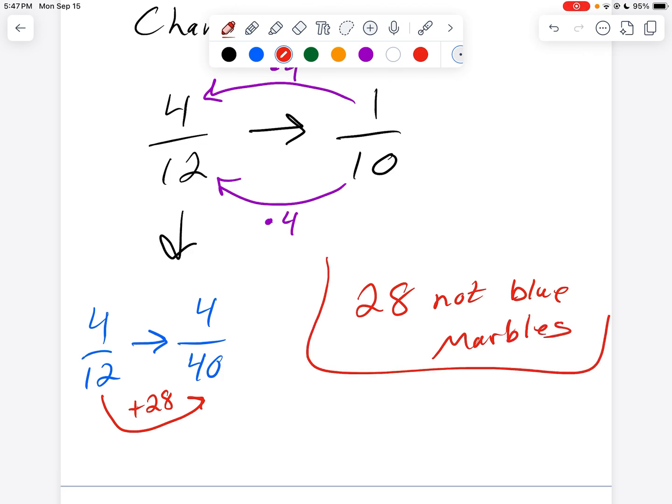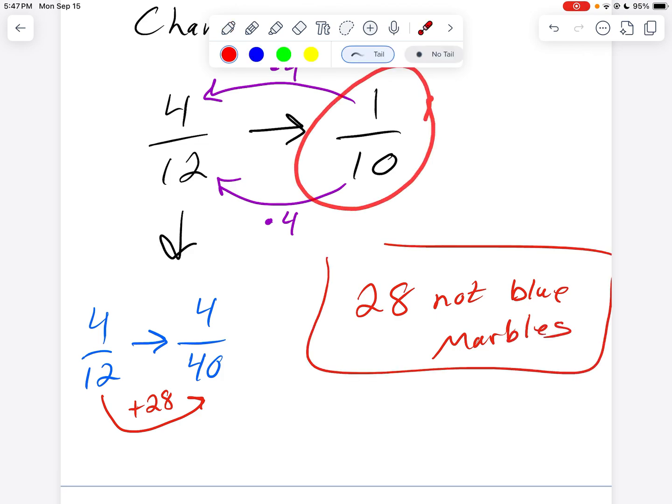Okay. Once again, we figured that out because we had to change this to make it look like a 4 on the top here. That way we knew how many marbles it would take for the bottom to make it be the 40.